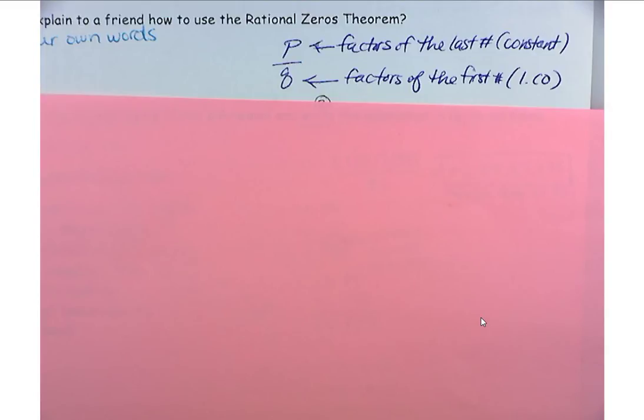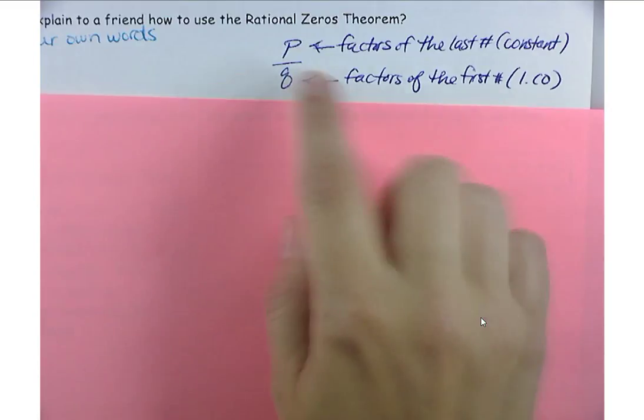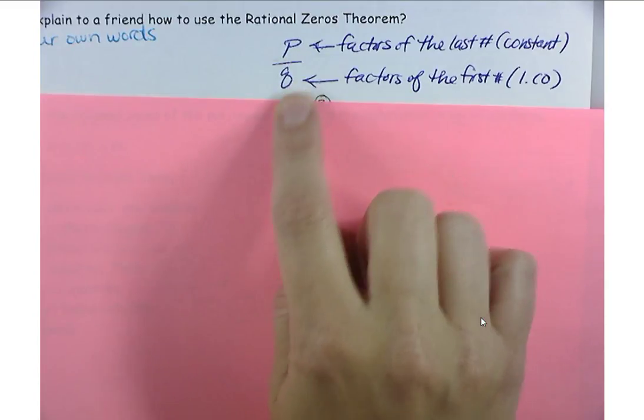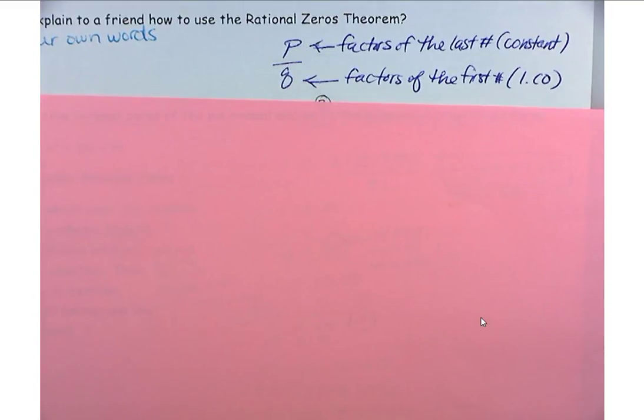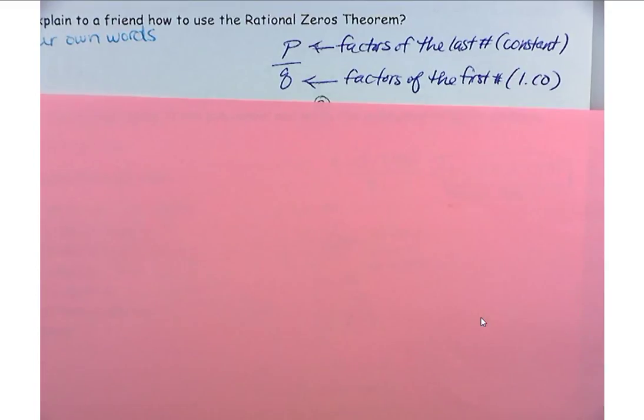Okay, so p over q is the form of the rational zero. So p is going to be factors of the last number, q is going to be factors of the first when it's put in standard form, and then we are going to be dividing those. Yep, so the leading coefficient, and then that will be the constant.